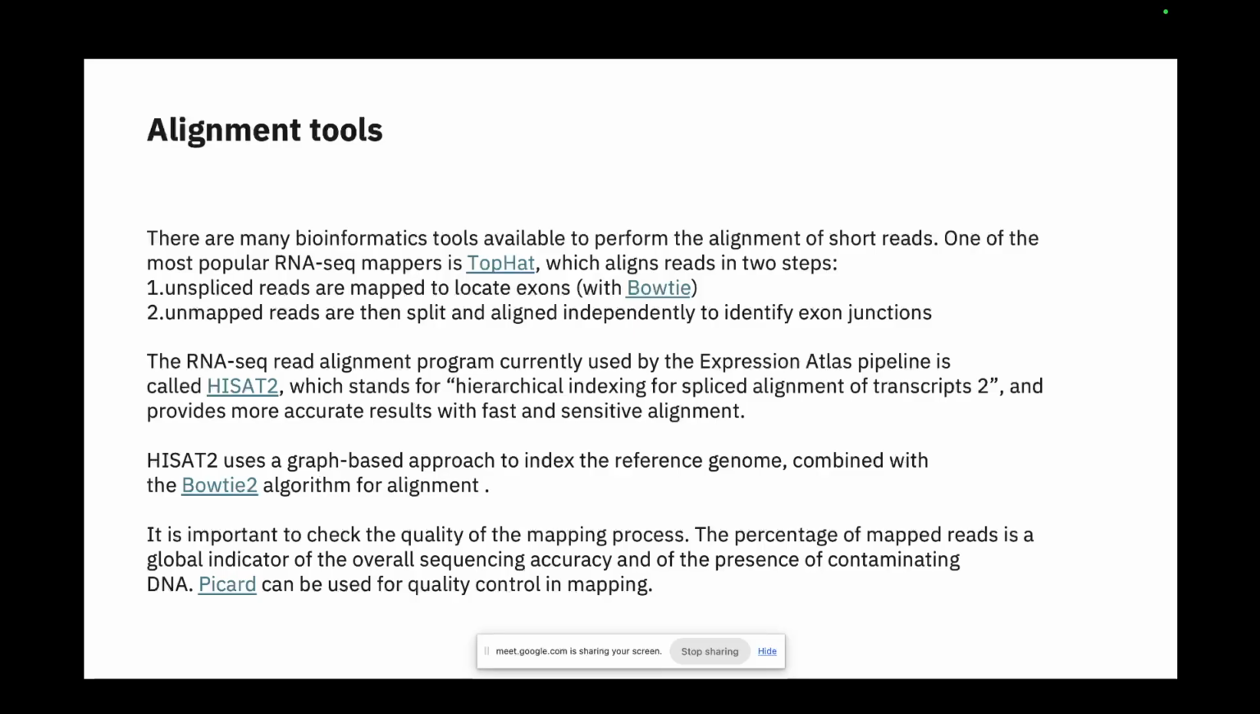Another tool is HISAT2. It stands for Hierarchical Indexing for Spliced Alignment of Transcripts version 2. It is very widely used for this kind of analysis, and it uses a graph-based approach to index the reference genome, combined with the Bowtie algorithm for alignment. It is also important to have quality checks on the reads themselves. So you use some clipping mechanisms in terms of control. You use Picard, and other tools are there as well.